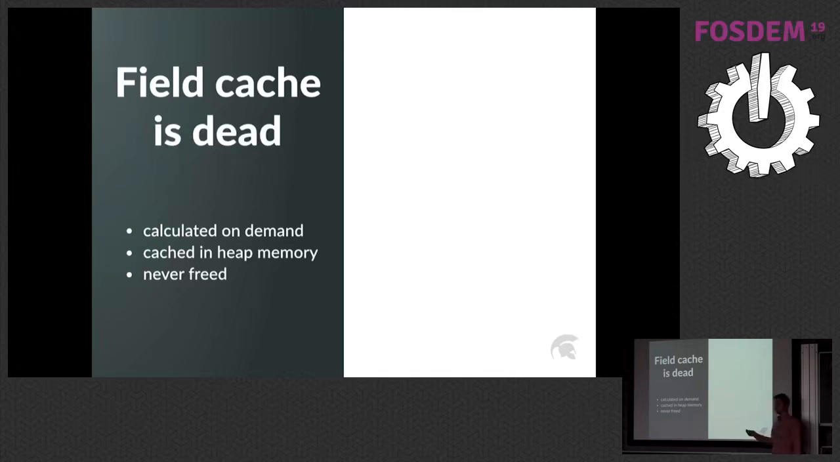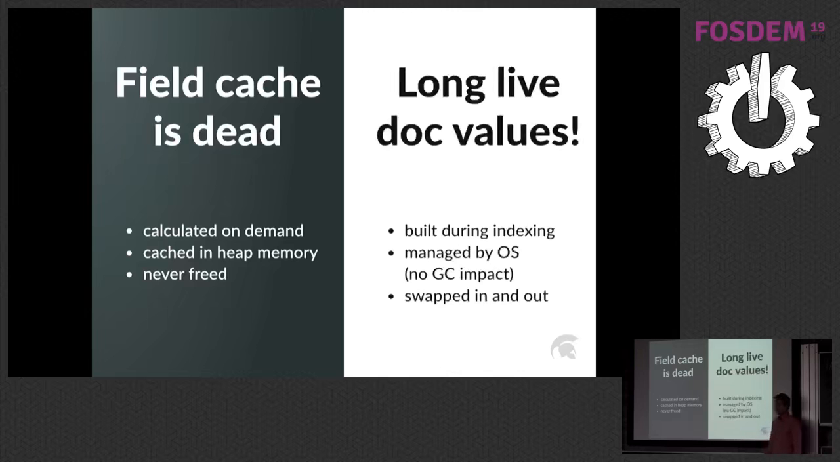So now this is gone, so we had to move to the new thing, which is doc values. It's more or less the same mechanism, but it's built during indexing. And when you need it, it's already there. You just pull it from the disk once you need it, and as soon as you don't need it anymore, the OS will swap it out for you. So there will be no impact on GC.